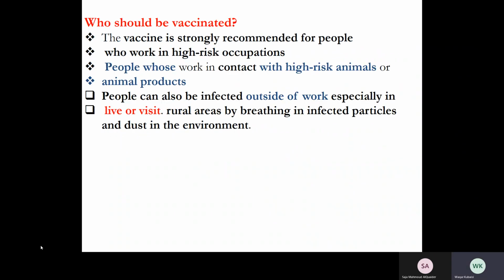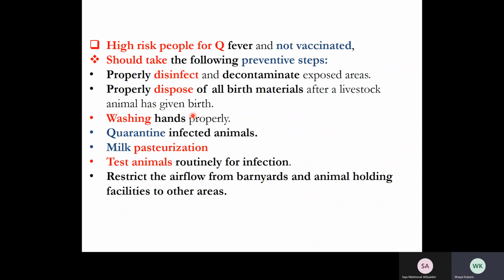Who should be vaccinated? Of course, the vaccine is strongly recommended for people who work in a high-risk occupation. Already we mentioned it. People whose work is in contact with high-risk animals or animal products. People can also be infected outside of work, from the rat at home. So outside of work, not necessarily, especially those who live in or visit a rural area. So all these people should be vaccinated, but again and again, before we vaccinate him or her, we have to do the pre-vaccine test or pre-vaccine screen.